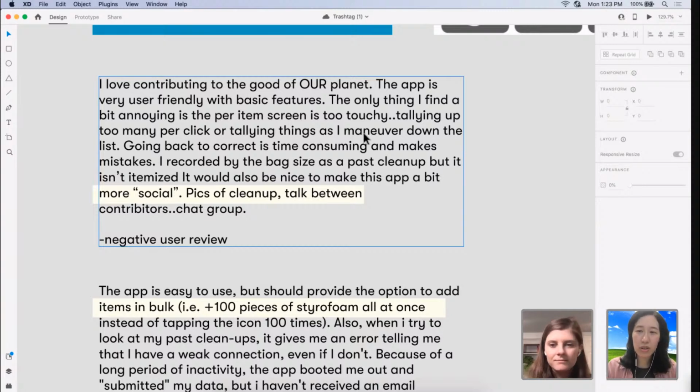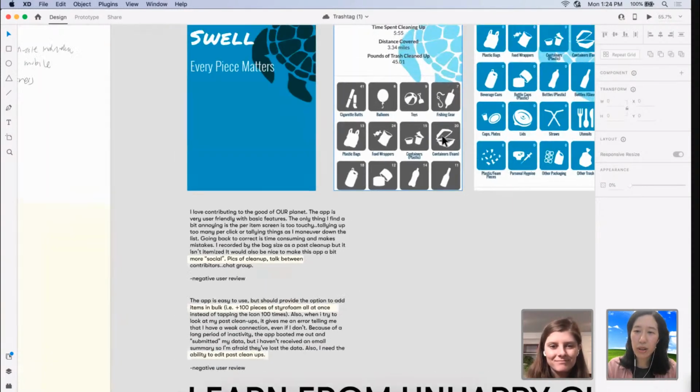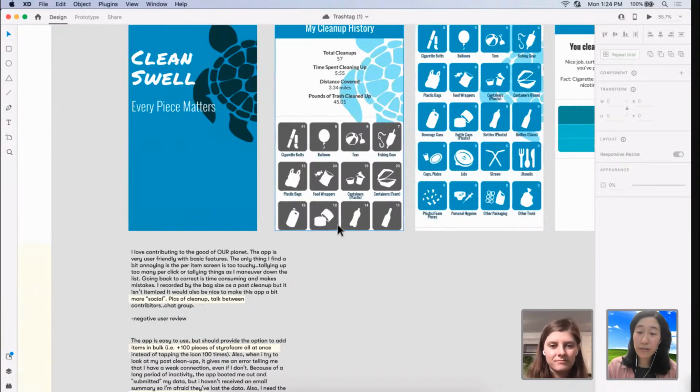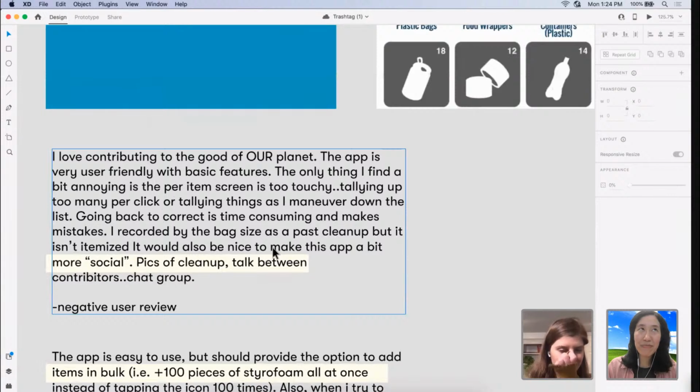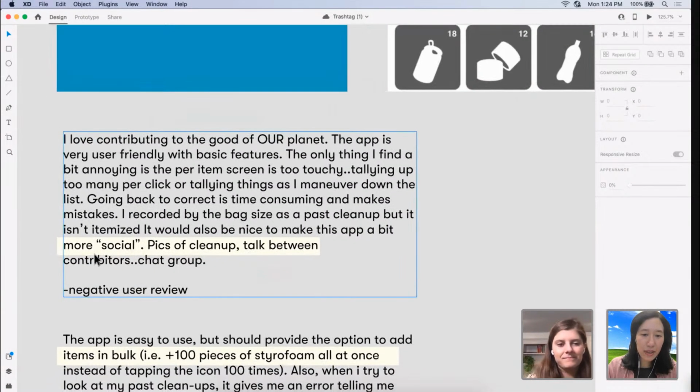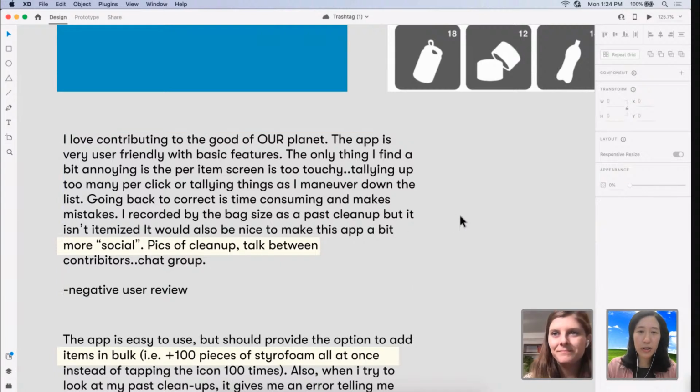And that's something I noticed too, is they have so many different items that you can keep track of. So I don't know if I personally thought that was very useful or worthwhile to do. And then they're saying it'd be nice to make this app a bit more social. Maybe pick some cleanup, talk between contributors, like a chat group. And yeah, I think I agree, especially during COVID or post-COVID, and this hopefully post-COVID world soon.